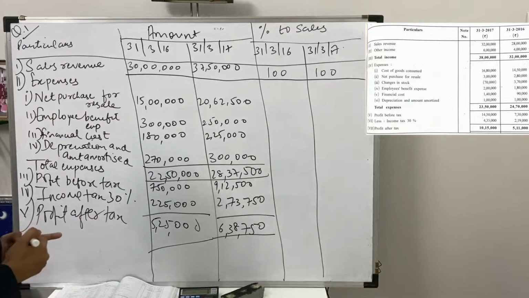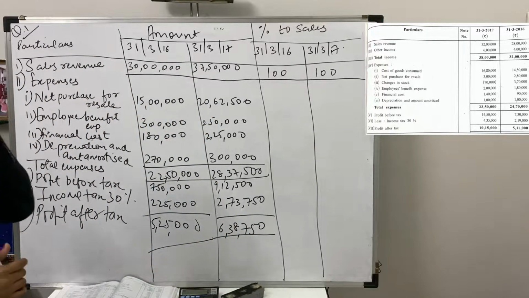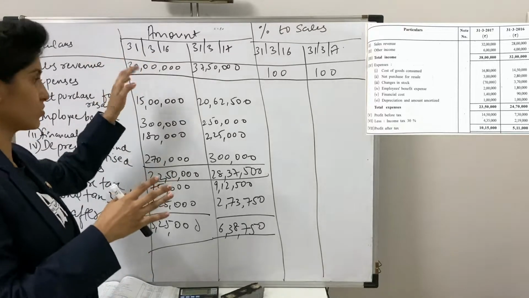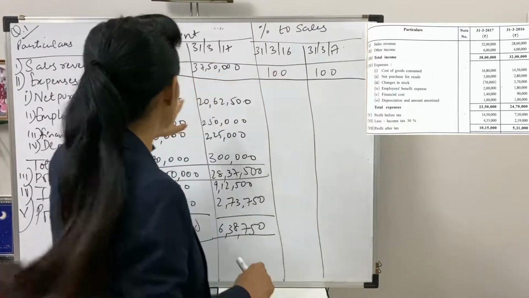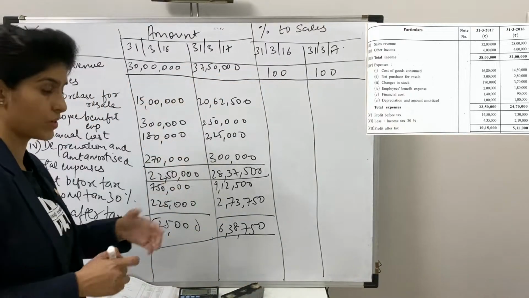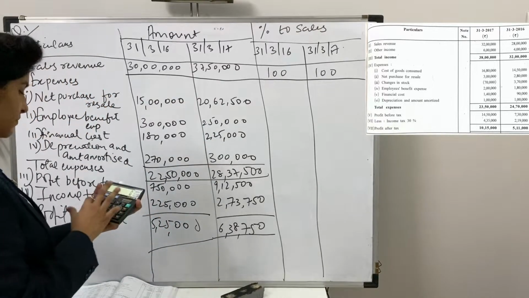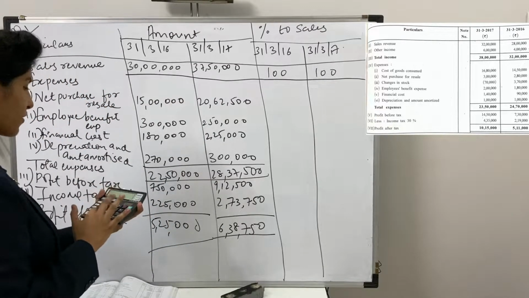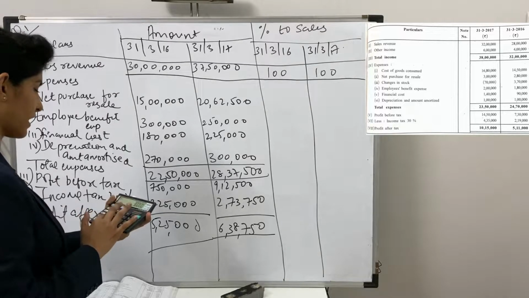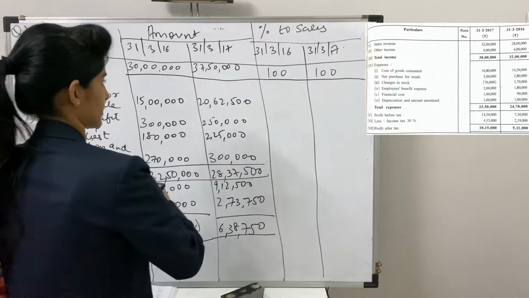Now to calculate the percentage is a very easy task. For example, for the solution, you have 3 lakh as 100%. So cross multiply: 15 lakh how much? So 15 lakh into 100 divided by your 30 lakh. So you will get 50%.